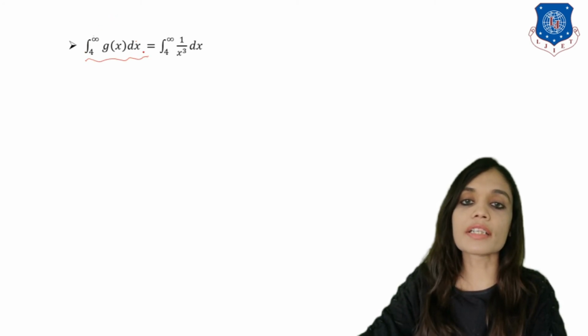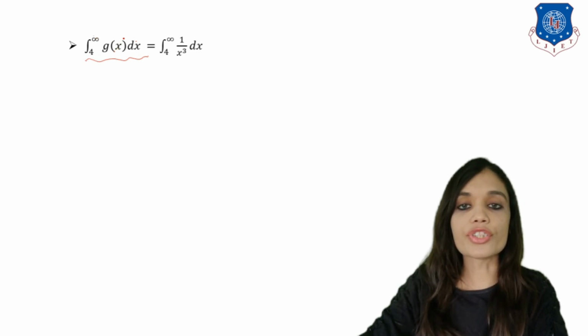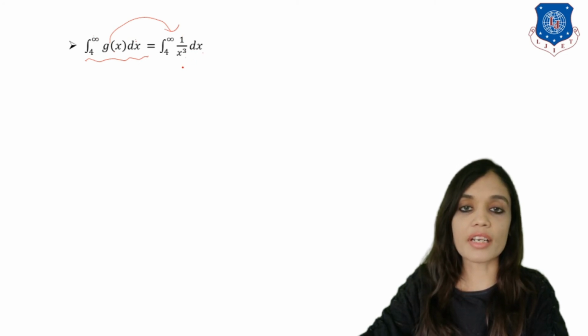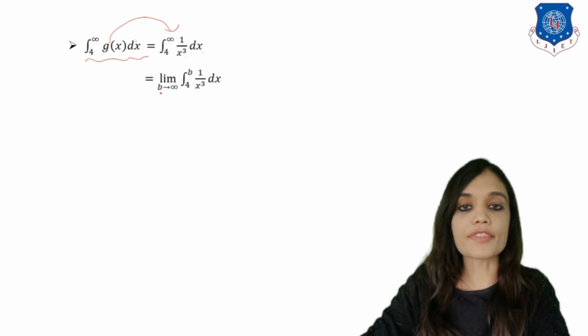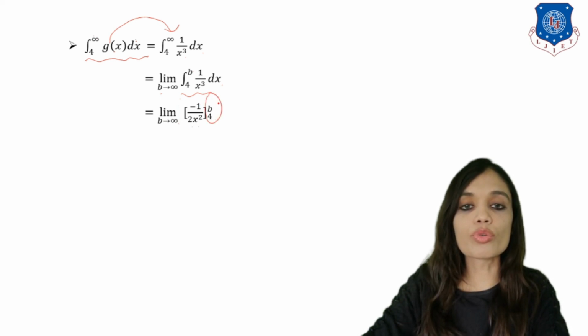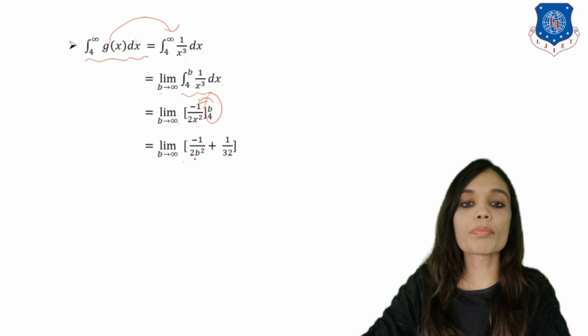So we will evaluate this integral, that is integral 4 to infinity g of x dx. Put the value of g of x, that is 1 upon x cube dx, right? Now this integral is also of type 1, so we will assume our infinity as b. So limit b tends to infinity, integration 4 to b 1 upon x cube dx. Now find the answer of integration. So what we will get? Limit b tends to infinity, minus 1 upon 2x square, and your limits of integration are 4 to b. Now put this limit. So what you will get? Limit b tends to infinity, minus 1 upon 2b square plus 1 upon 32.